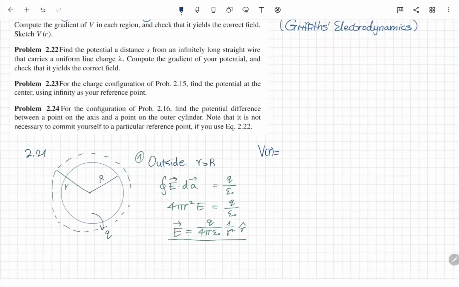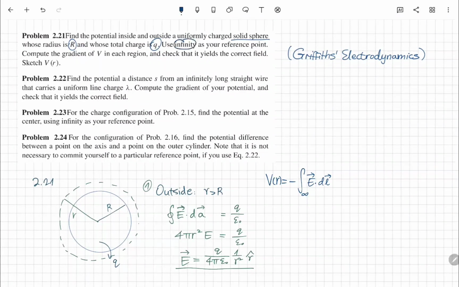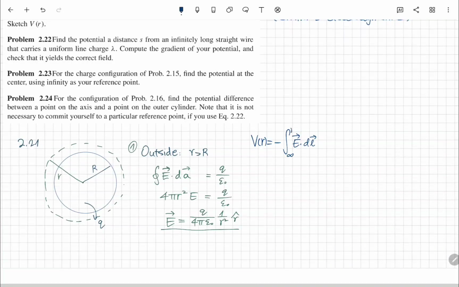So the potential is minus the integral of our electric field times dl from infinity, which is our required reference point, to r. We're plugging in our electric field and dl: 1 over 4 pi epsilon naught Q over r squared.